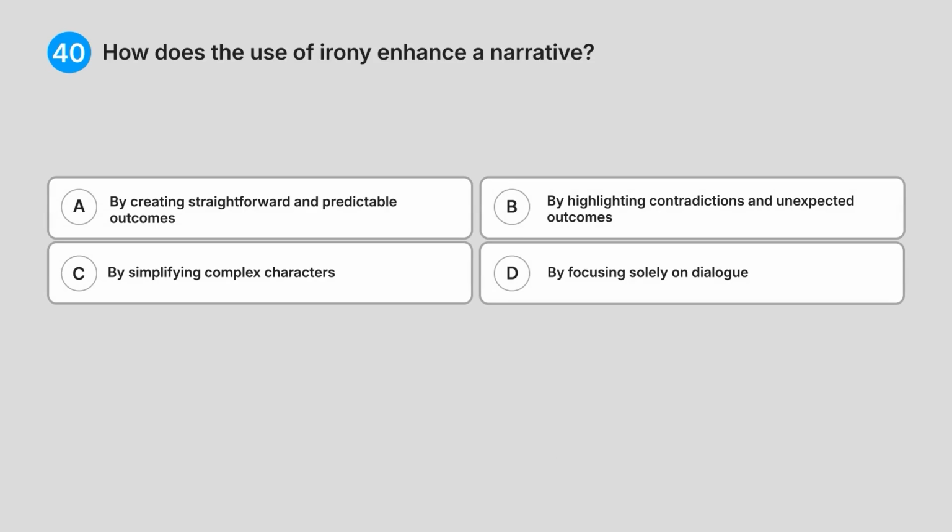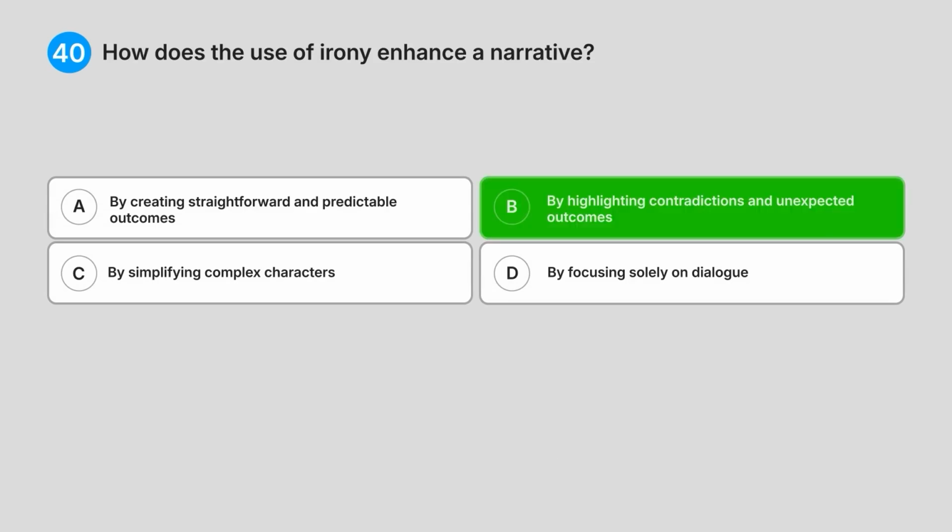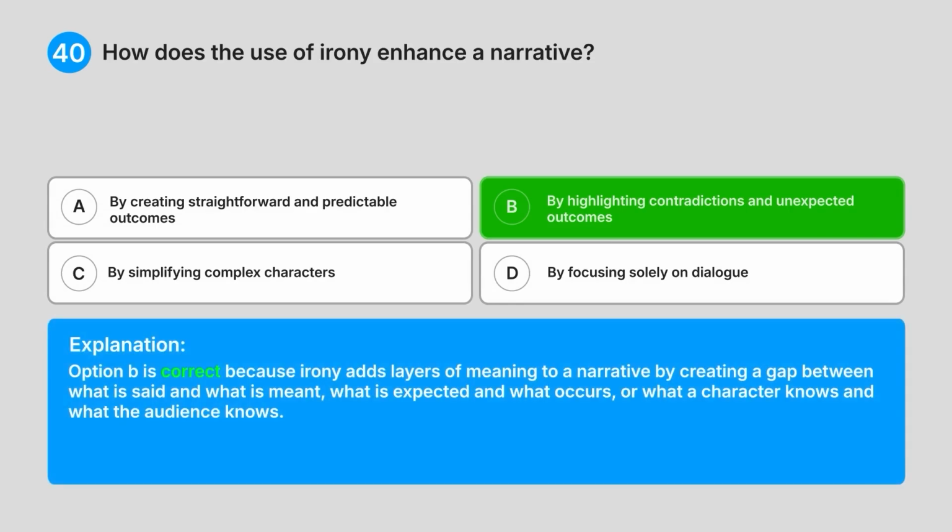Correct answer, B. By highlighting contradictions and unexpected outcomes. Explanation. Option B is correct because irony adds layers of meaning to a narrative by creating a gap between what is said and what is meant, what is expected and what occurs, or what a character knows and what the audience knows.